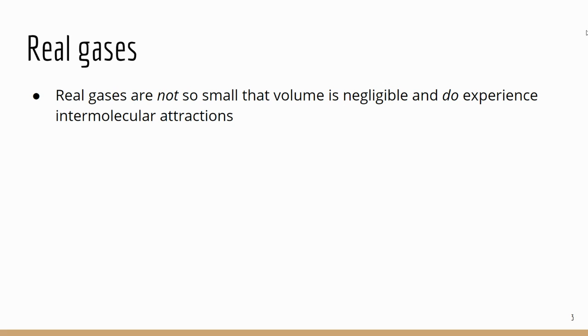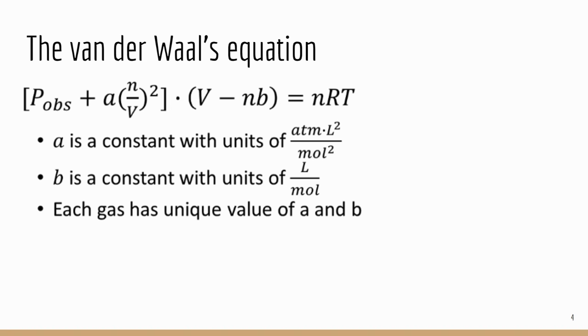So a real gas is not so small that the volume is negligible, and real gases do experience intermolecular forces. What that means is that PV equals nRT doesn't 100% work, and we're going to need to make some corrections to it, only if we're working with experiments that really need that degree of sensitivity. Pause here.